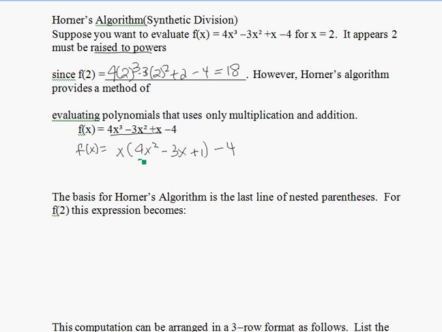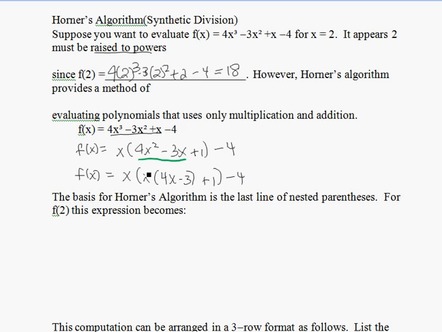And then I'm going to take the greatest common factor out of the next pair of terms. So f of x is equal to x times x times 4x minus 3 plus 1 minus 4. So notice that this function and this function are the same, except this one has powers, and this one doesn't have any powers. It's just multiplication and subtraction and addition.